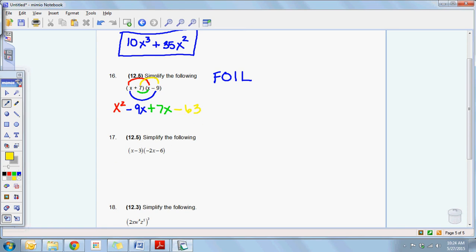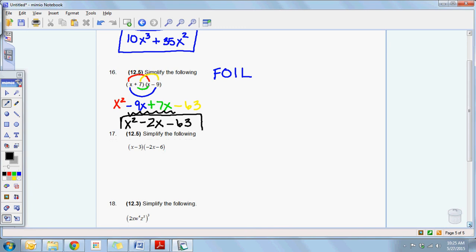So now I'm going to combine my like terms. If you do FOIL correctly, you should see two like terms right in the middle here. So a negative 9x plus 7x would leave you with negative 2x. I'm going to bring everything else down. So I'm left with x squared minus 2x minus 63 is your final answer.